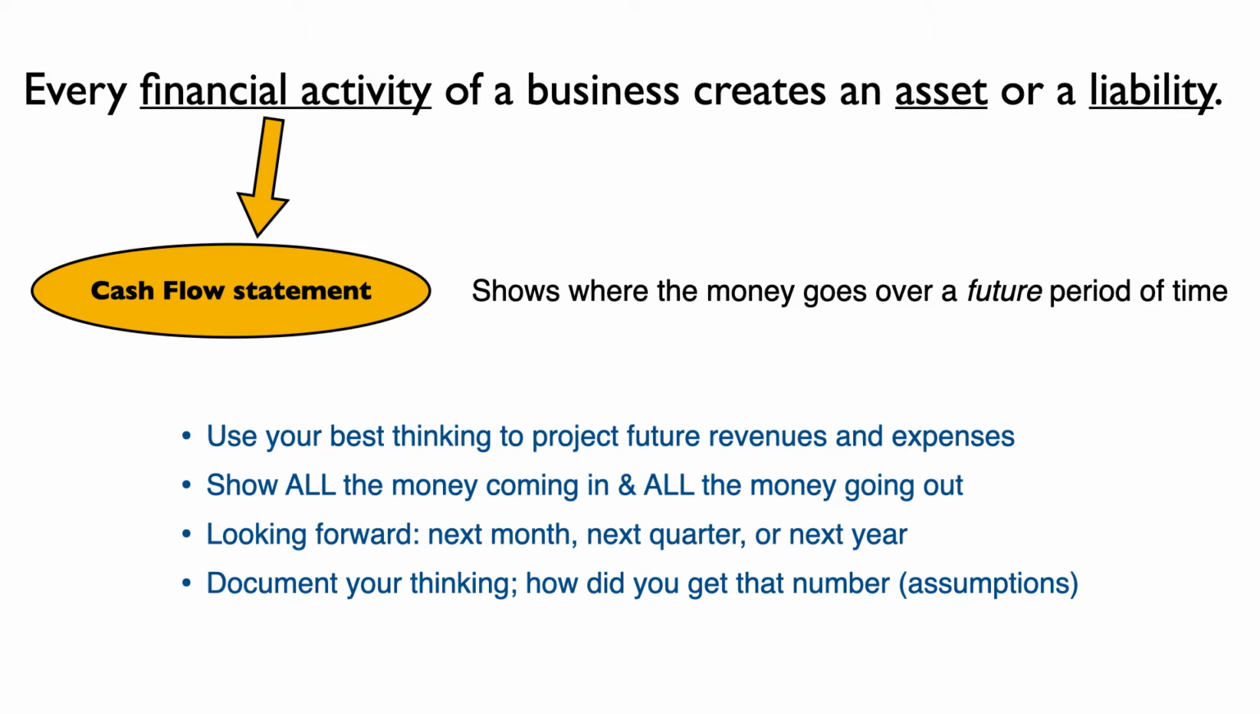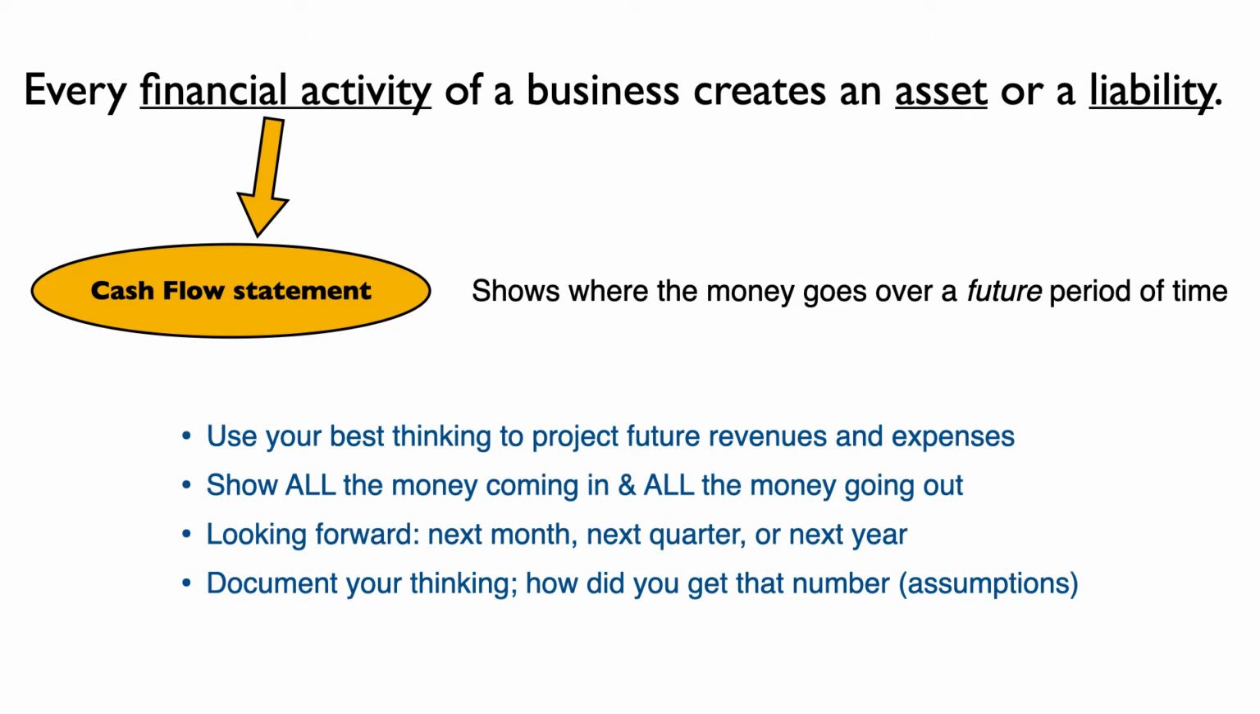A cash flow statement shows all the money coming in and all the money going out of your business. And as I mentioned, it's a forward-looking document. Now you can look forward to next month, next quarter, or next year. It depends on how far forward you want to look and how accurate your predictions may be. In any case, because these are essentially made-up numbers, they're estimates based on your best thinking, you need to document that thinking, and that means you need to write down how you arrived at that particular number. You're assuming certain things will happen. What are those assumptions? You need to write those down.